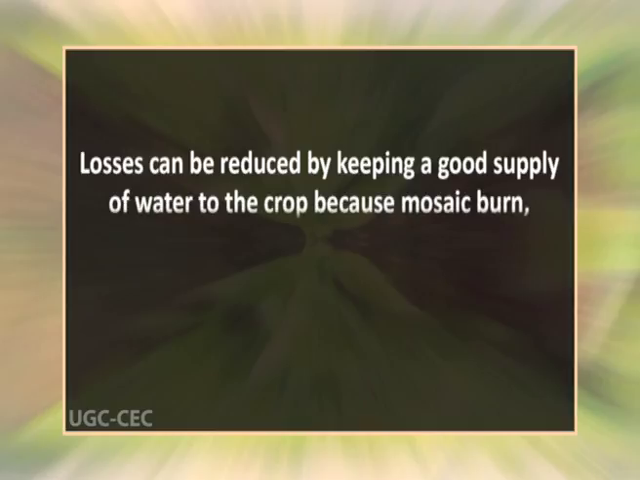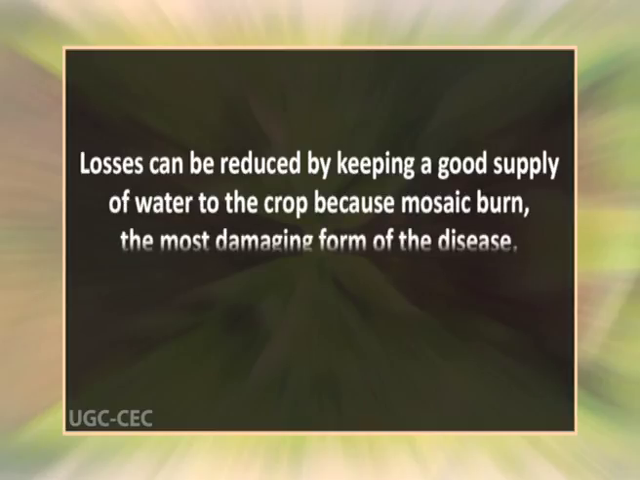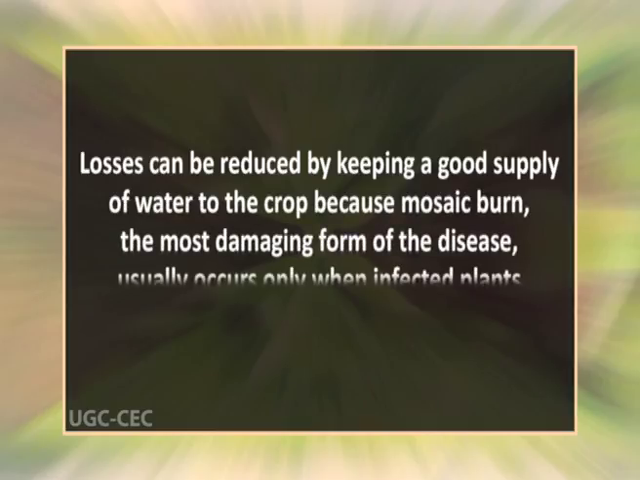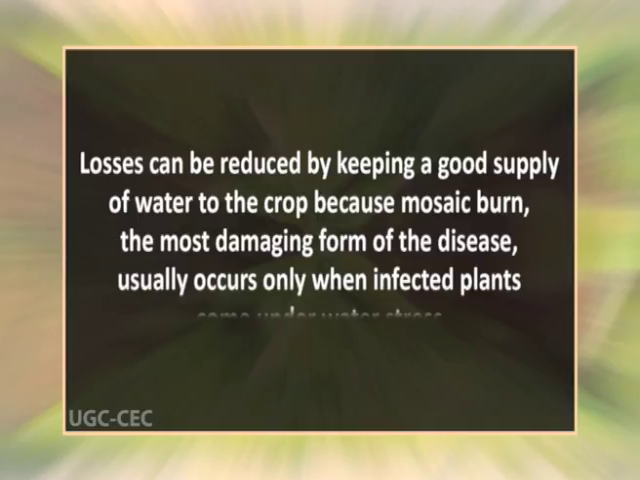Losses can be reduced by keeping a good supply of water to the crop because mosaic burn, the most damaging form of the disease, usually occurs only when infected plants come under water stress.